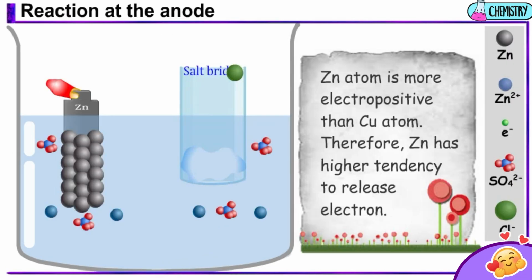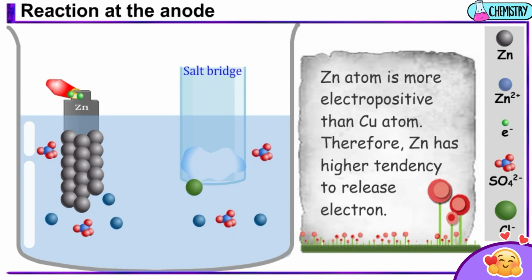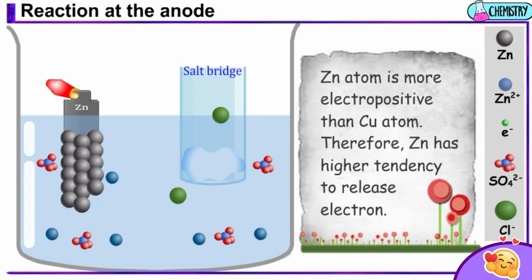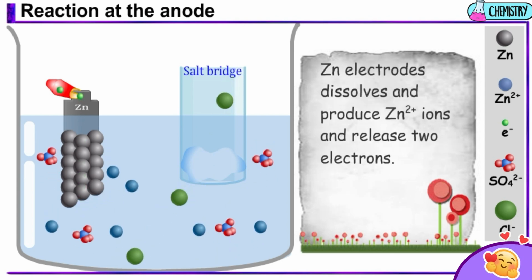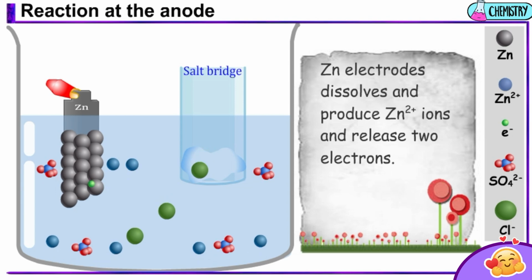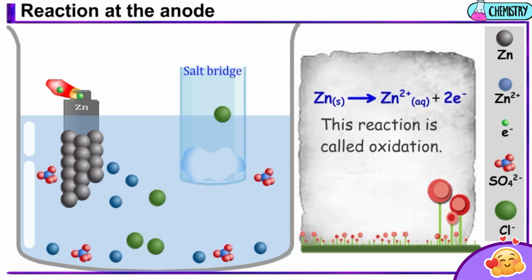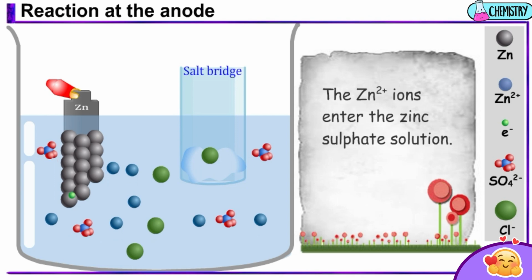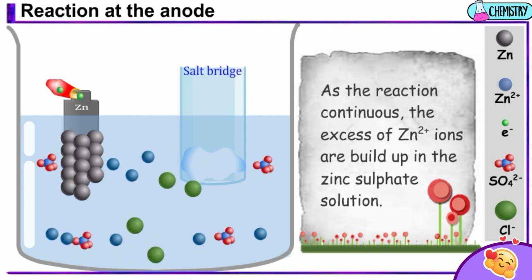What reaction occurs at the anode? Since zinc atom is more electropositive than copper atom, zinc has a higher tendency to release electrons. The zinc electrode dissolves and produces Zn2+ ions and releases 2 electrons. This reaction is called oxidation. The Zn2+ ions enter the zinc sulfate solution.